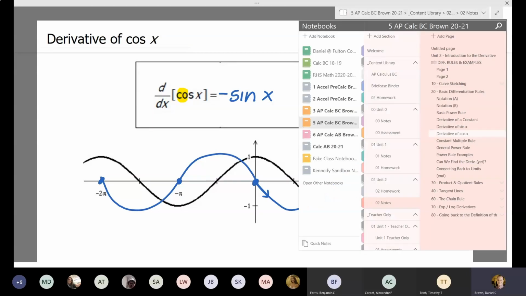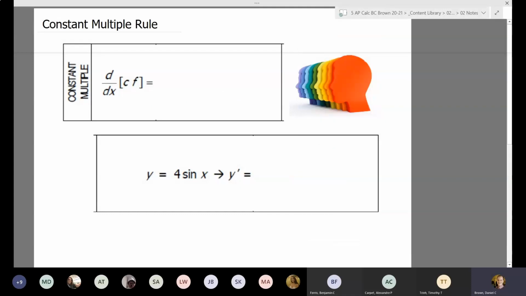Next rules, I promise we'll look at some examples eventually, but lots of basic rules to kind of pass out to you. The next rule we have is a constant multiple. This is like when you have a coefficient in front of a function. When you have a coefficient in front of a function, that coefficient comes straight across, and then you just take the derivative of anything that comes after it. So if I have 4 sine of x, what is its derivative? Well, 4 is a coefficient, so it will come straight across, and we just learned the derivative of sine is positive cosine. So we have the derivative of 4 sine of x is 4 cosine of x.